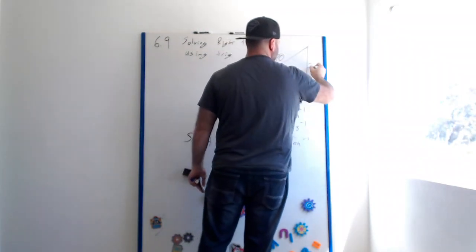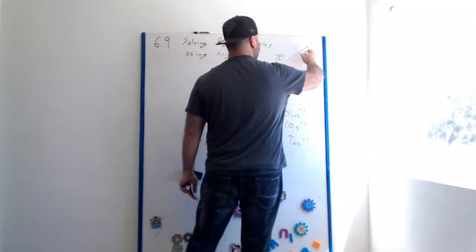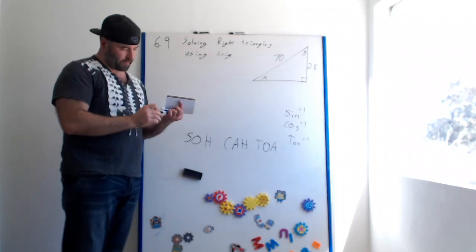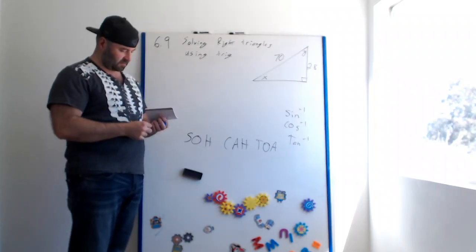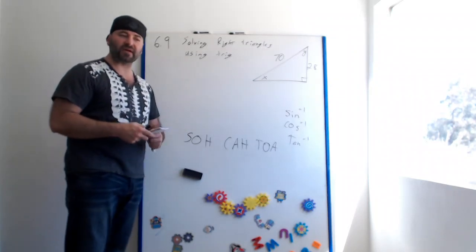70, 28. Here's my right angle. We'll call that angle X, that angle Y. And we'll go from there. Okay. So in this case, let's set things up a little bit. Let's go in alphabetical order. Let's go for X first.